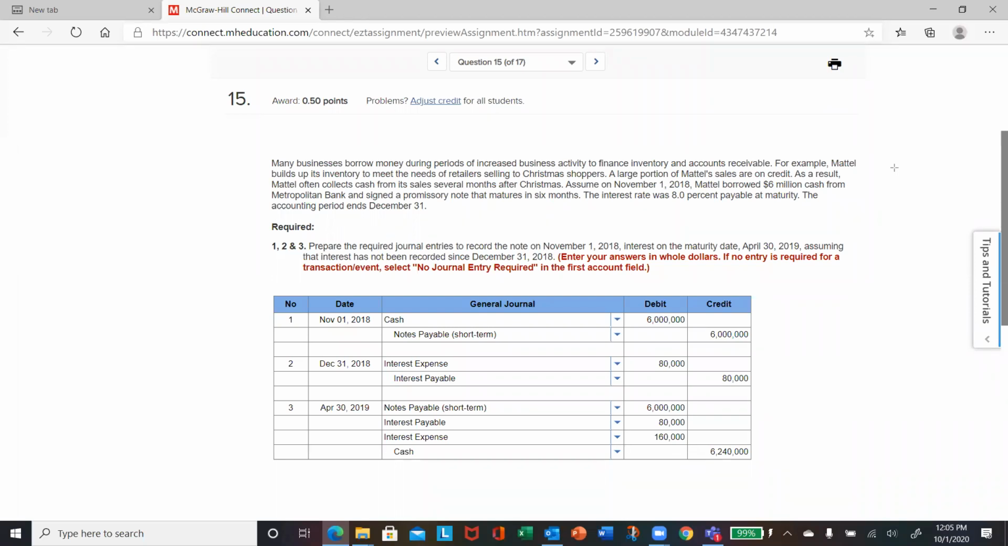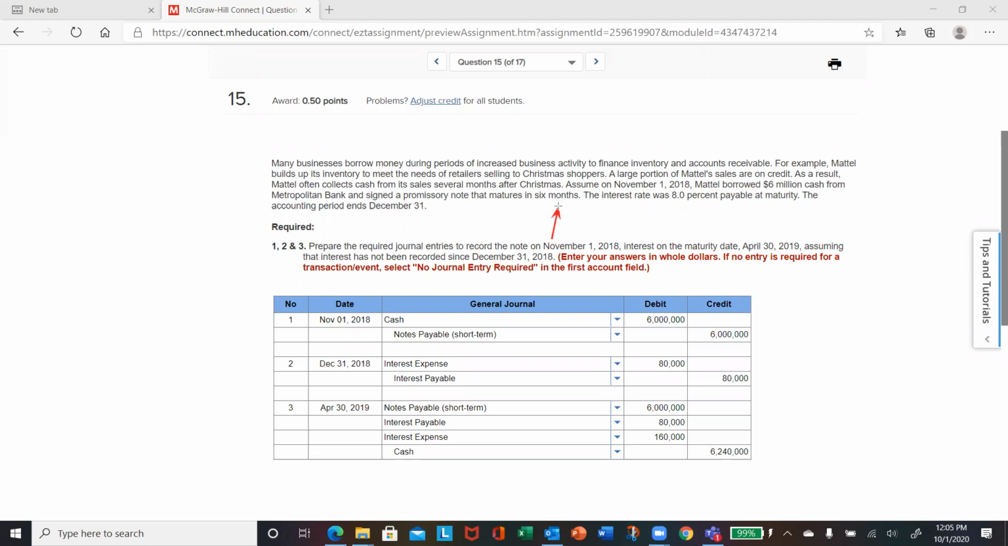on the note payable. So for this particular problem, they do a lot of retail. I'll just skip to the main part of the problem, but they sell a lot of their merchandise around Christmas. And because a lot of their sales are on credit, they don't have a good cash flow, so they have to borrow money. So on November 1st, it says that Mattel borrowed $6 million cash.